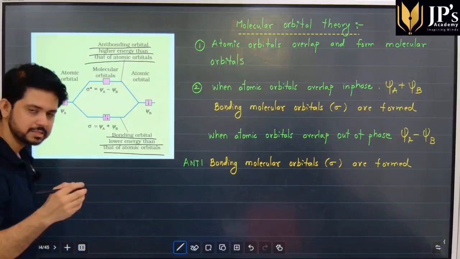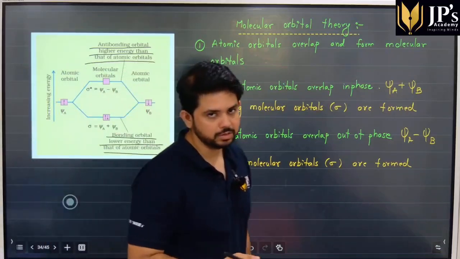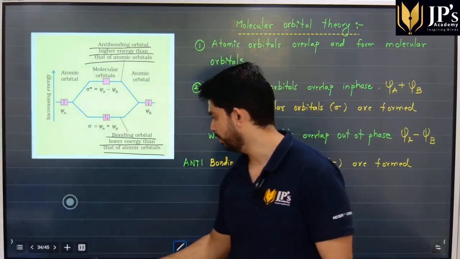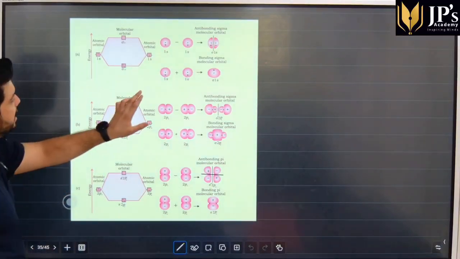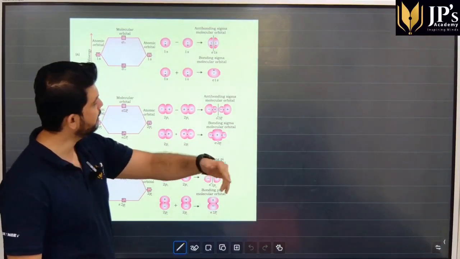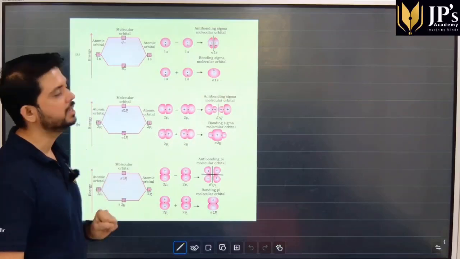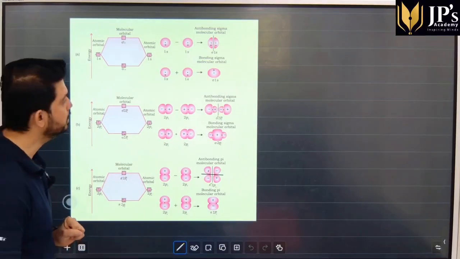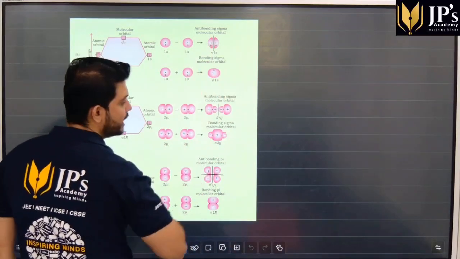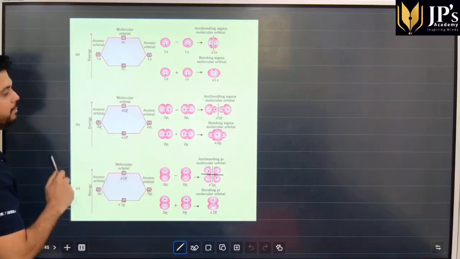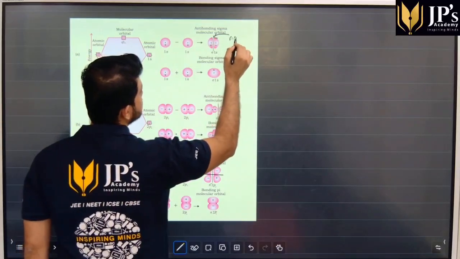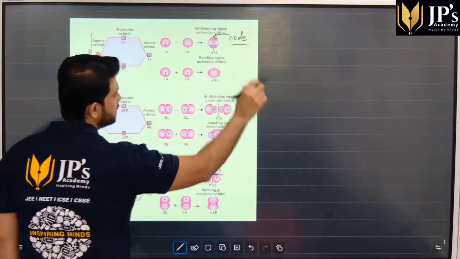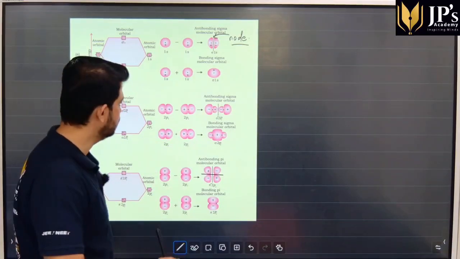Anti-bonding molecular orbitals have higher energy and lower stability as compared to bonding molecular orbitals. Here, students, we can see 1s orbitals overlapping in phase to form sigma 1s, which is a bonding molecular orbital, and here they are overlapping out of phase to form an anti-bonding molecular orbital. What we have here is also called a node. I hope everyone remembers from atomic structure what a node is.